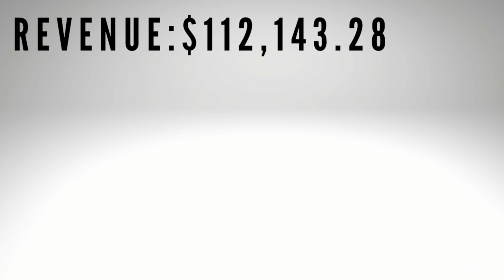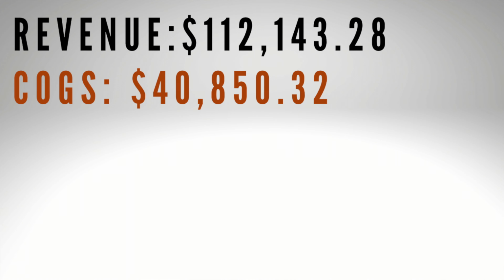So in total, we did $112,143.28 in revenue. Our cost of goods across the board came out to be $40,850.32. I was actually utilizing a private shipping agent that has direct access to manufacturers and factories in China, which can give me faster shipping and really good cost of goods as well.